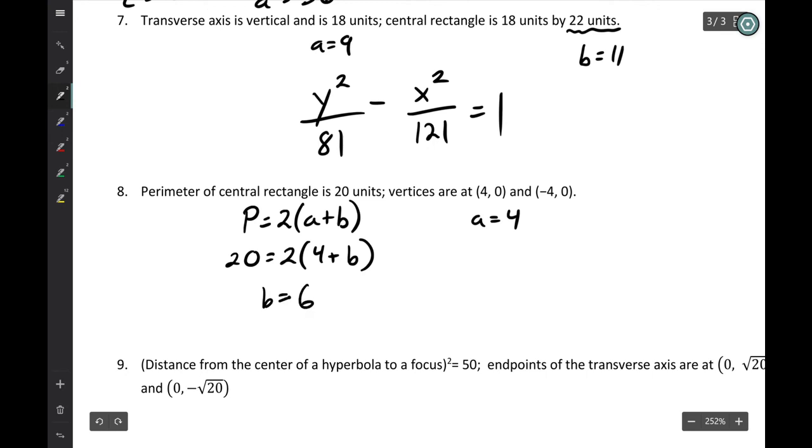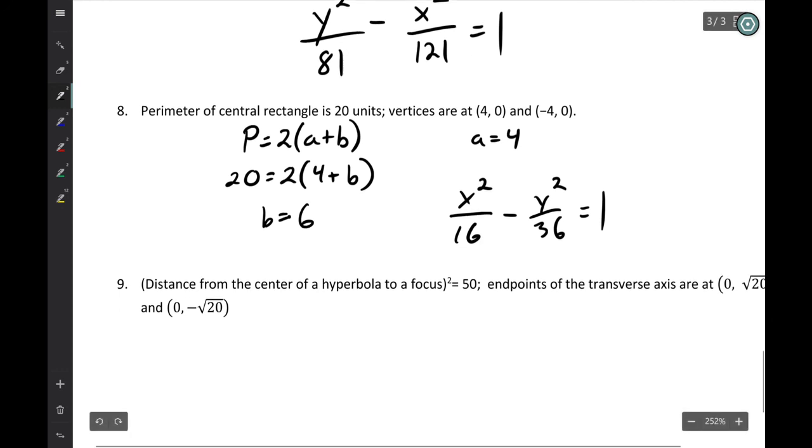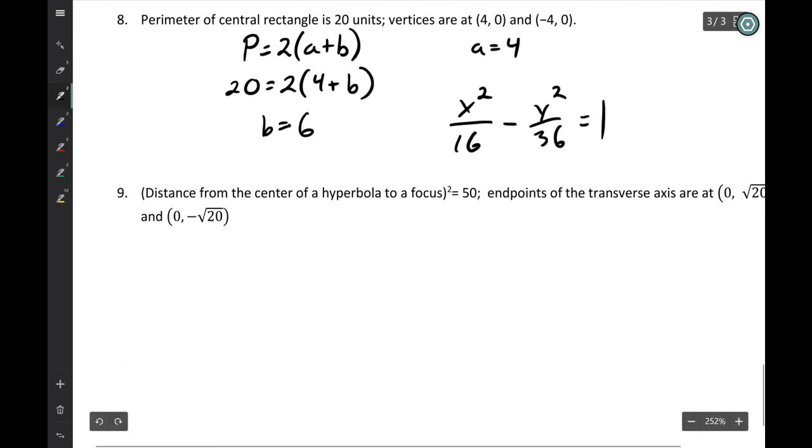If I know a, I know b, and I know my center, I know it's going to be x squared divided by 16 minus y squared divided by 36 is equal to 1. And I know that the x squared comes first because my vertices have a value in the x position. I have an h value, if you will.